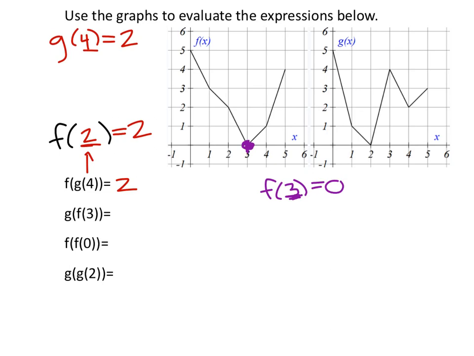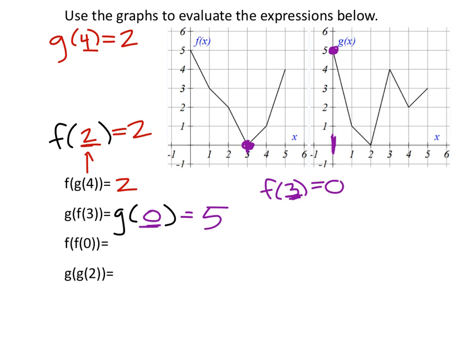So what we're really looking for is g of f of 3, but f of 3 now is 0. So g of 0, we're looking for that x value of 0 on the g of x graph, which is on the y-axis. And it corresponds with g of x is 5 right there. So when x is 0, g of x is 5. That's our answer right there.